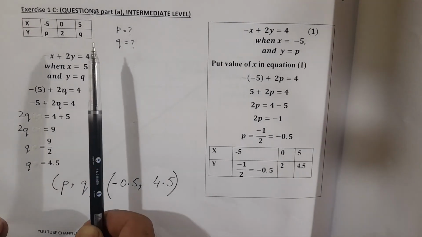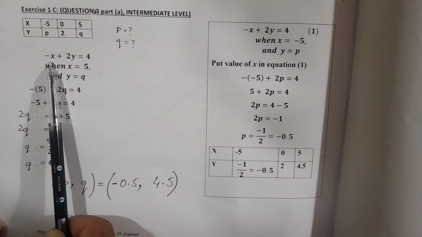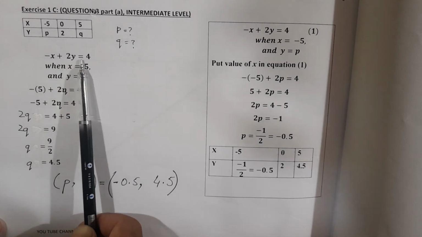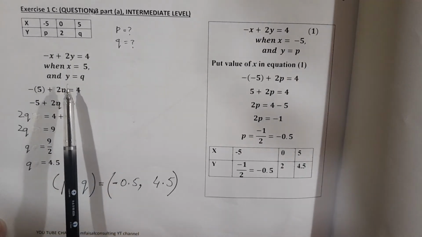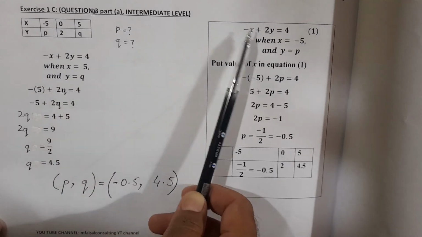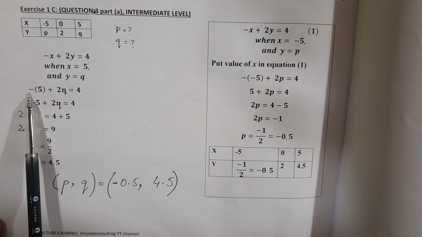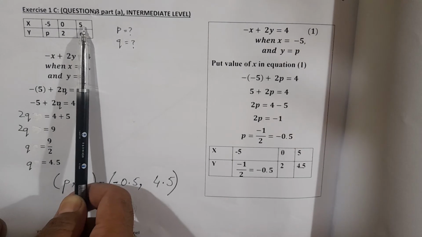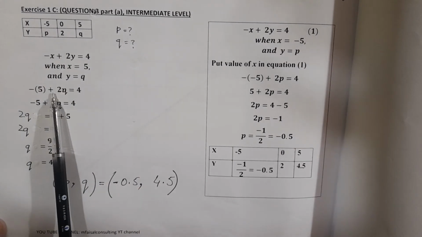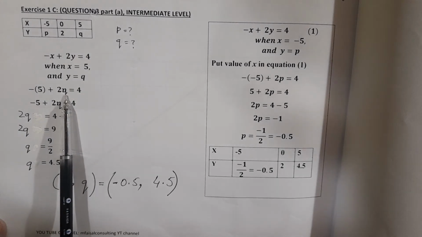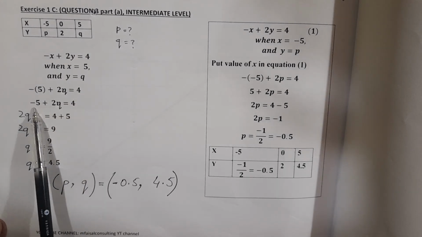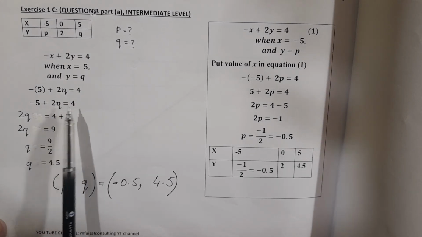Now you have to find the value of q. We know the equation minus x plus 2y is equal to 4. When x is equal to 5, here y is equal to q. So minus 5 plus 2q, instead of writing y, I will write q. So minus 5 plus 2q is equal to 4.